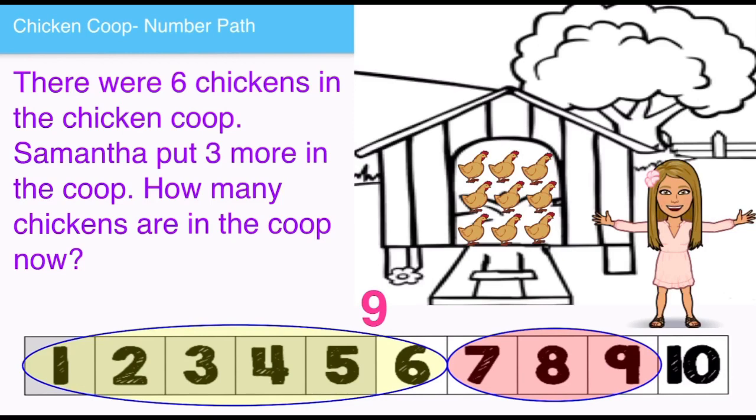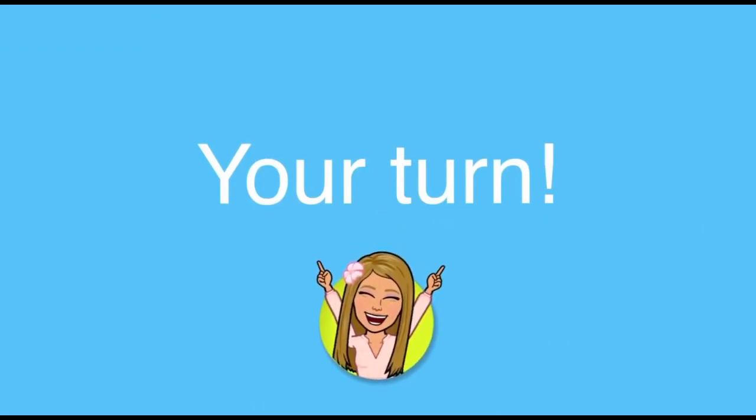And let's look at my number path. The last number I circled was also the number 9. So we are correct. There were 9 chickens in the chicken coop now. Now it is your turn. Let's see what you can do.